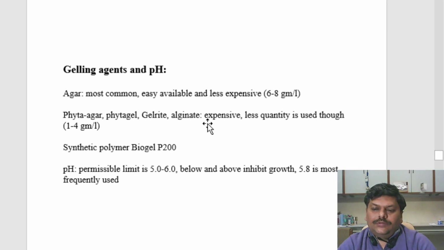And pH is basically maintained around 5 to 6, and the most preferred pH for plant cell tissue culture is slightly acidic, which is 5.8. So I'm sure you know what is acidic pH and what is basic pH. For better growth of most living organisms, including plants, a slightly acidic pH is better.